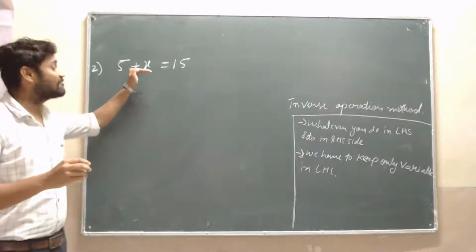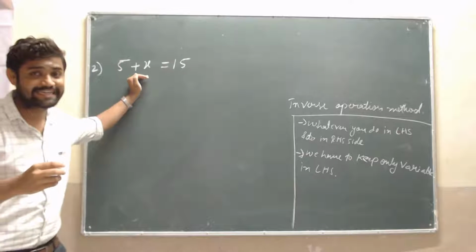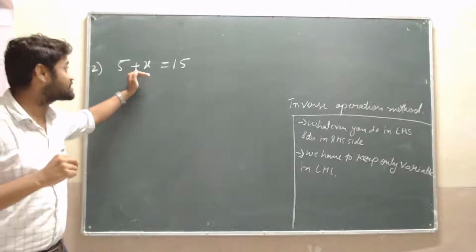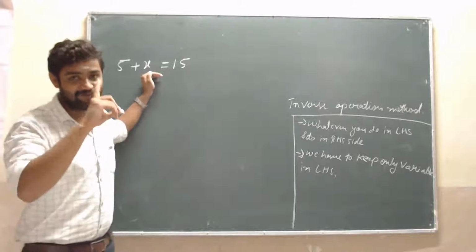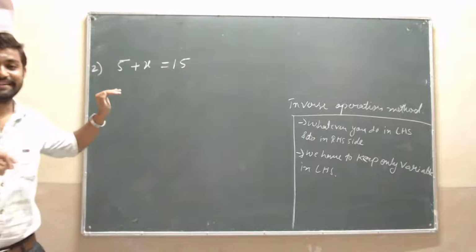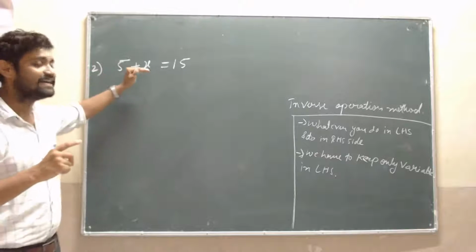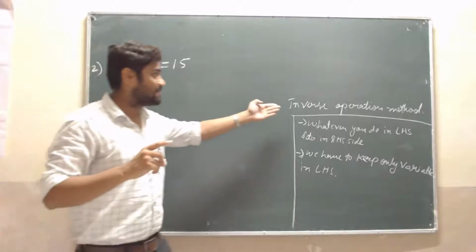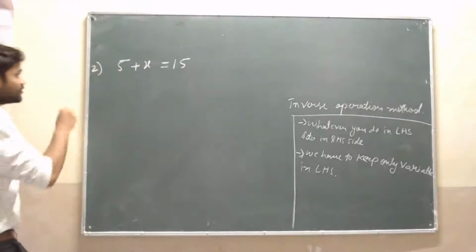Now we have to find the value of this variable, and this is the linear equation in one variable. That is because it is having only one variable, as well as the power of this x is 1. That's why it is called as linear equation in one variable. See here, now we have to find the value of x by inverse operation method. Okay, see here what we have to do.